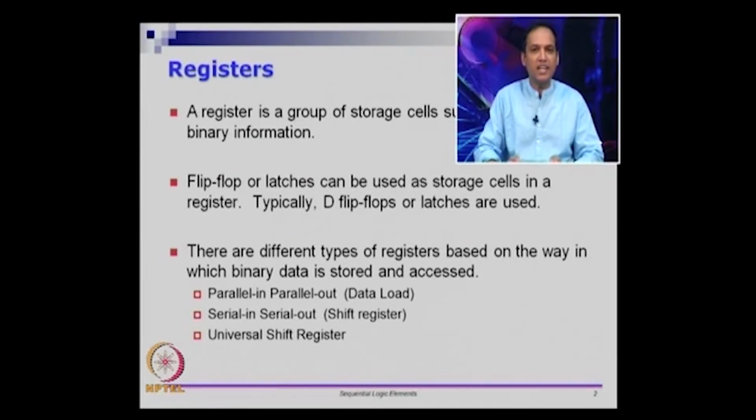So let us take a basic register. We will treat it as a collection of cells. This collection of cells could be either D latches or D flip-flops, and there are different ways in which you can group the cells together, namely parallel in, parallel out, serial in, serial out, or a universal shift register and so on. We will see each one of them in detail as we go along.